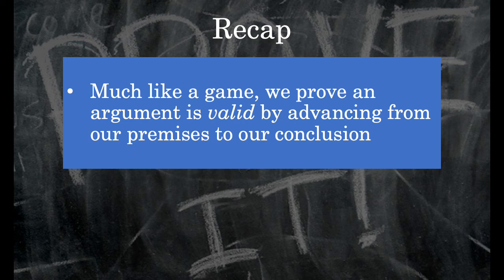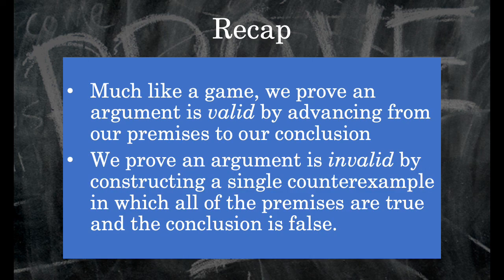So here's a really quick recap. Much like a game, we can prove an argument is valid by advancing from our premises to our conclusion, obviously in accordance with the rules of inference, of which we have two: identity introduction and identity elimination. Second, we prove an argument is invalid by constructing a single counterexample in which all of the premises are true and the conclusion is false.